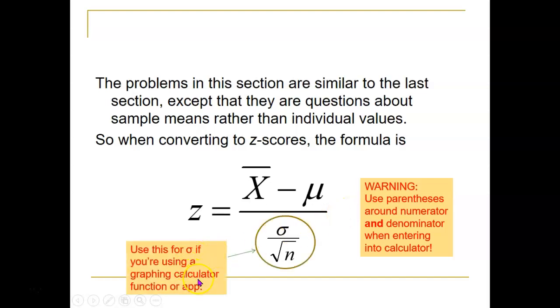And if you're using a graphing calculator function like normal CDF or an app or something like that, it works a lot like the examples we were doing in the last section, except that when it asks you to put in a number for the standard deviation, the number you put in should be sigma divided by the square root of n. It should be the standard deviation for the original individual population divided by the square root of the sample size. Remember, n stands for how many flowers or people or whatever you have in your sample.